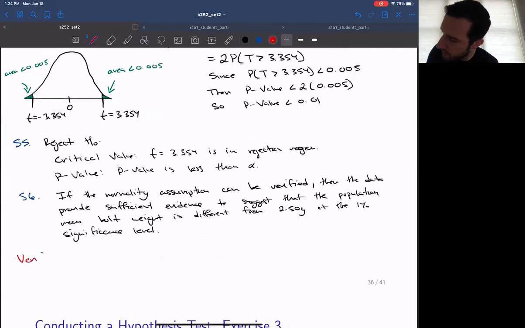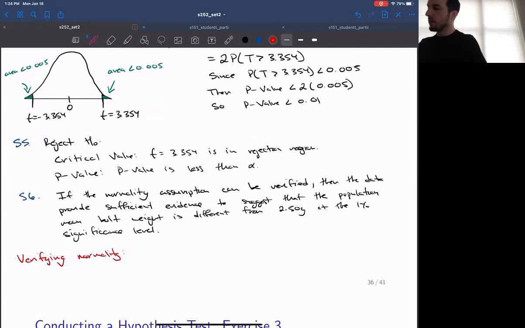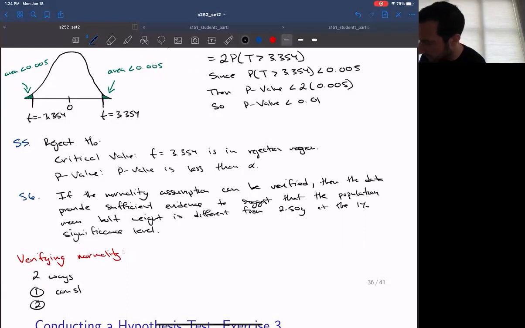Okay, now let's briefly chat about verifying the normality assumption. In general, there are 2 different ways that I would think to do this right off the start. The first way, which would be the more common way, especially at this level, would be to construct a normal probability plot.